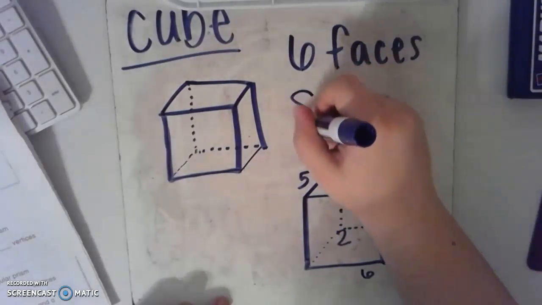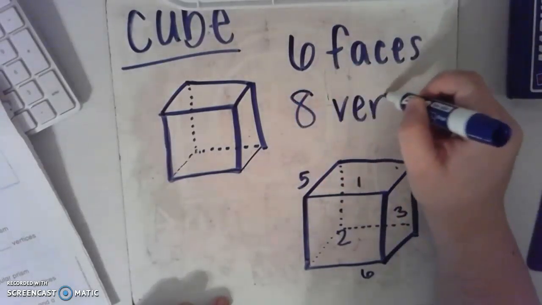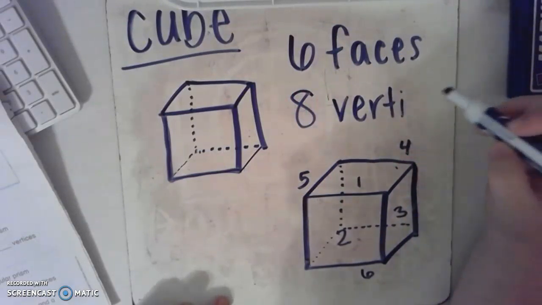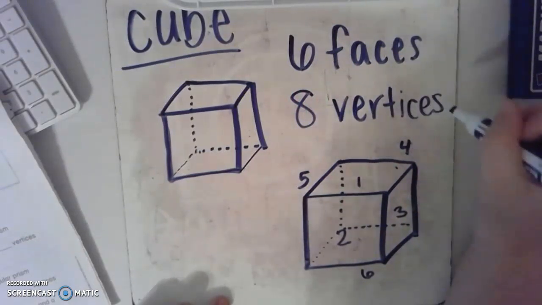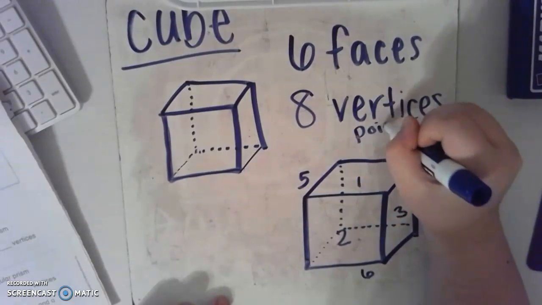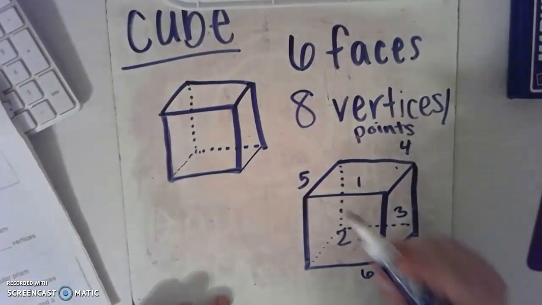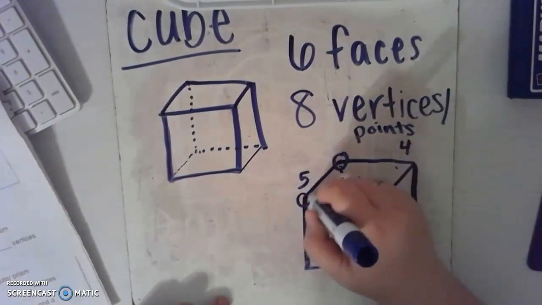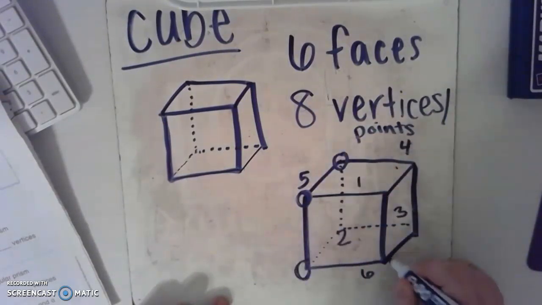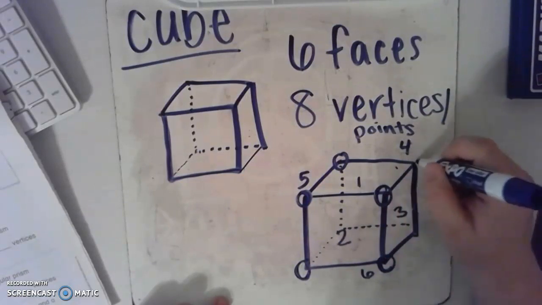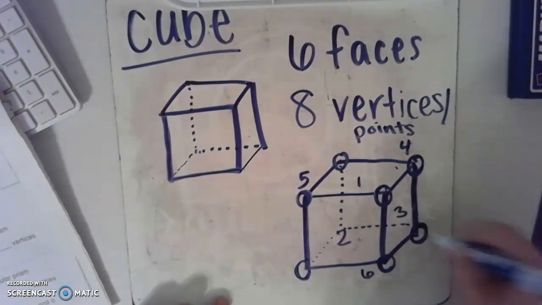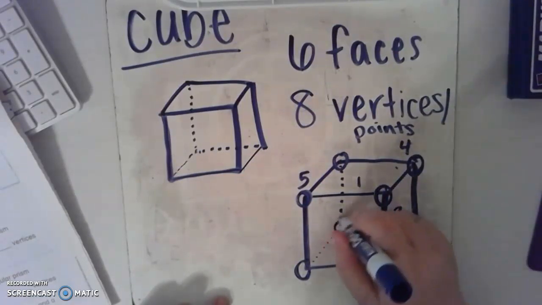And it has 8 vertices. And we know that vertices also means points. So I'm going to put points down here. 8 vertices, points. So if I count it, I have 1, 2, 3, 4, 5, 6, and 7. And then back here I have 8.